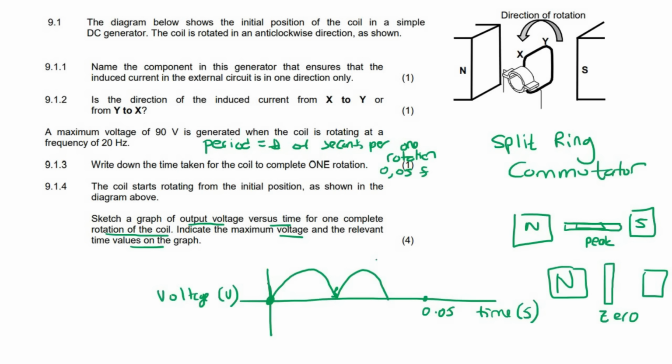And now we just need to give the voltage. They said 90 volts, so we just put 90 over there. And 0.05 would go over there. And then I guess we could also put the halfway mark over there. I doubt they would want that, but let's just do that. So that'll be 0.025.